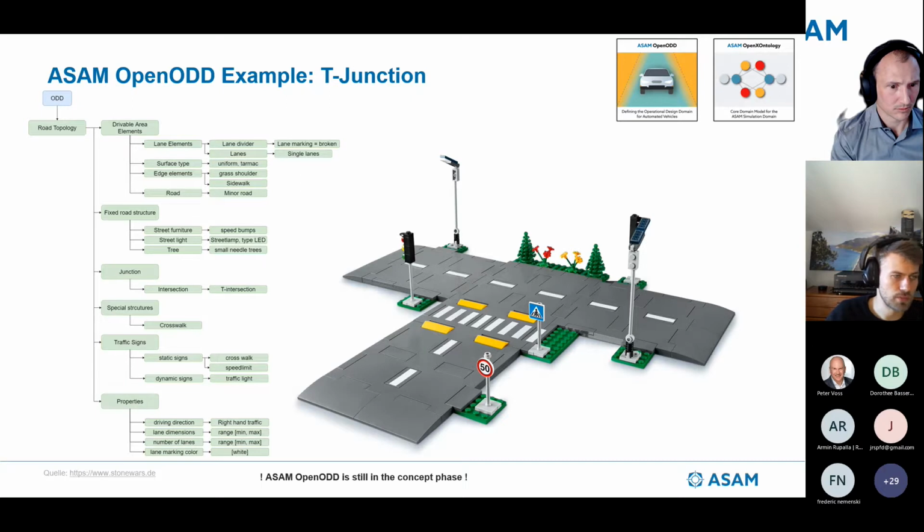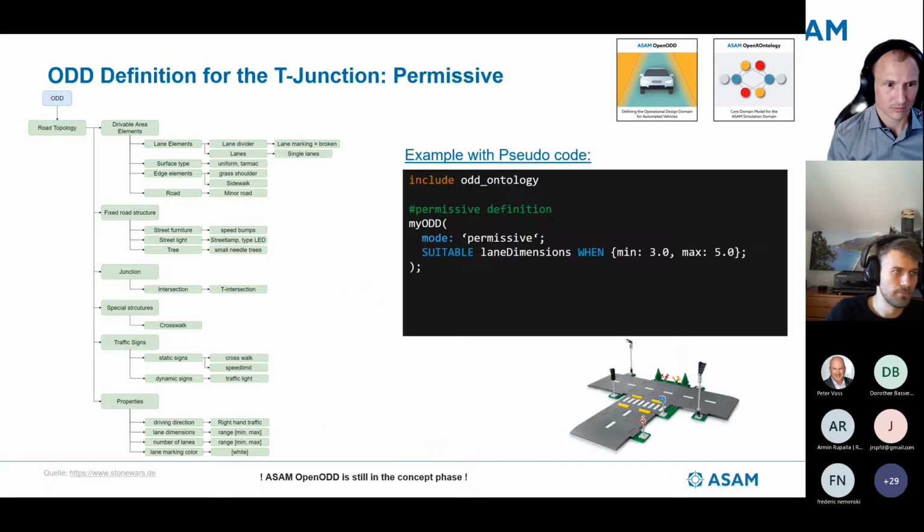And then you can add additional properties like driving direction. Do you have right-hand traffic or left-hand traffic? What lane dimensions are there? Number of lanes, and obviously the primary lane marking color. So, and now we have an ontology that describes the characteristics of that road network. Now, what can we do with that ontology? Obviously, you can go on and on and on, defining more and more characteristics and adding new categories next to road topology.